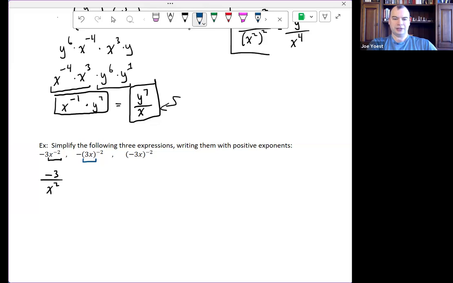This one, the whole 3x, is getting raised to the negative 2 power. So this is like negative 1 times 3x to the negative 2. Or it's like negative 1 over 3x all squared. Or that's like negative 1 over, I have 3 times x to the second power. That's 3 squared times x squared, or 9x squared.